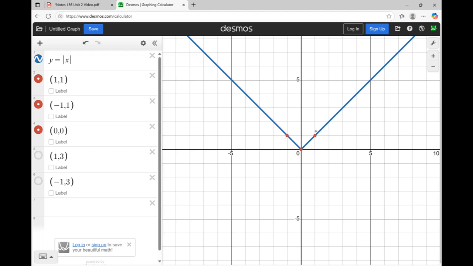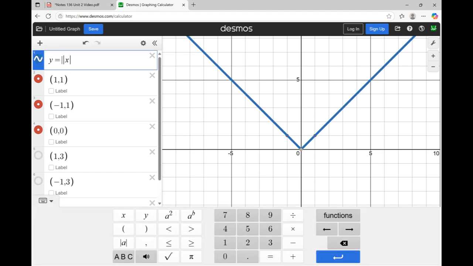So how do I get to these two minor points? If I start at 0, 0 and I go right 1 and up 1, I get to that point. Go back to the vertex. We're going to go left 1 and up 1, and we get to that secondary point from the vertex. Now, let's see what happens when we put a number in front. So let's add the number 3 in front of this graph and see what happens.